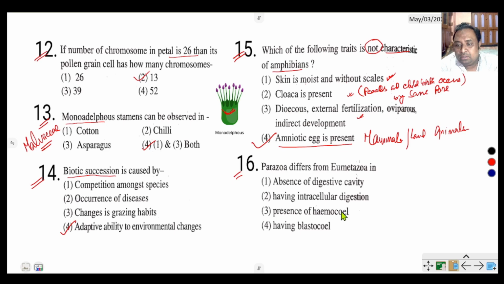presence of hemocoel and having blastocoel. Having blastocoel, hemocoel, having intercellular digestion, absence of digestive cavity. Parazoa differs from Eumetazoa in absence of digestive cavity. Next question.